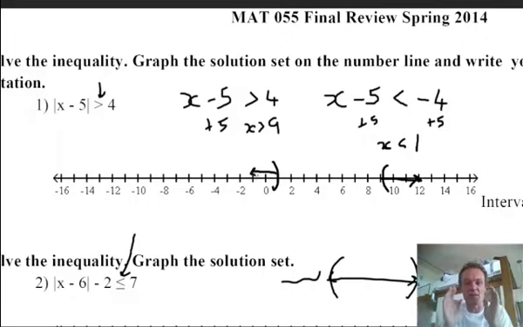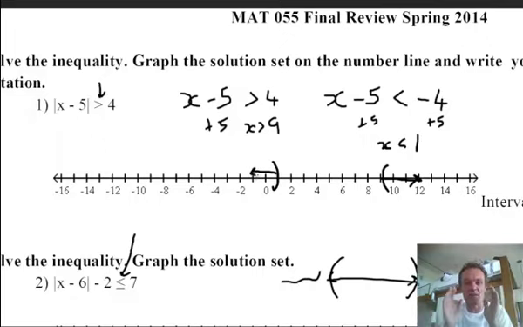And how do I write this in interval notation? It's coming from negative infinity going to 1. It's also going from 9 to positive infinity. That's the interval notation for that one.